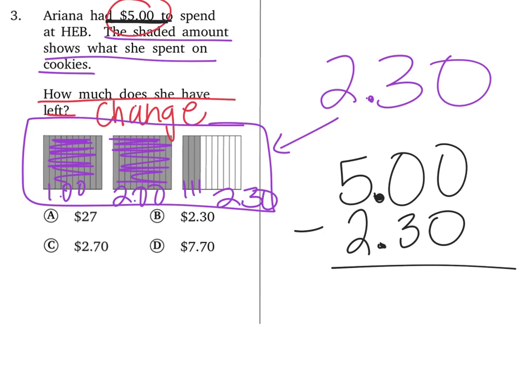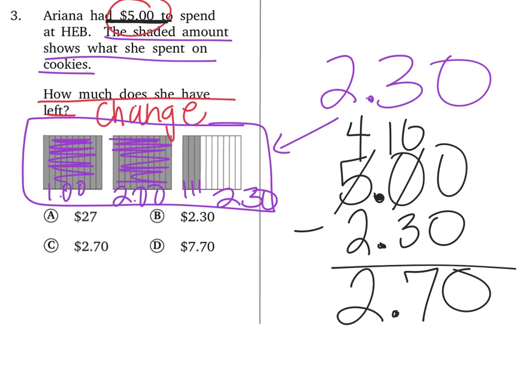Okay, so let's do this. What is 0 minus 0? 0. Excellent. What is 0 minus 3? You can't do that. You're going to have to what? Go to the next door. What is that called? Regroup. So 5 turns into 4. This 0 is now 10. What's 10 minus 3? 7. Decimal point. What is 4 minus 2? 2. Now do you see your answer? What is your answer? $2.70.